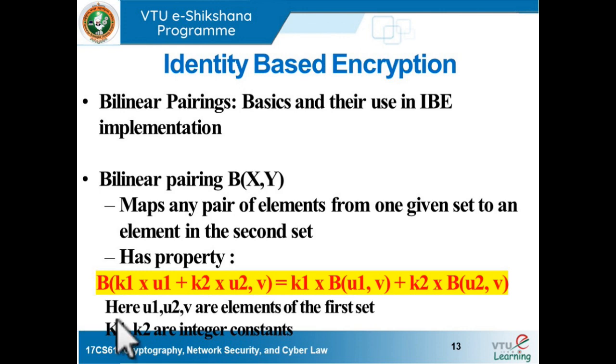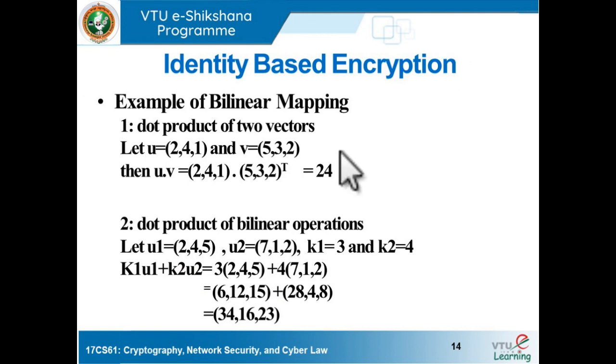Here u1, u2 and v are elements of the first set, whereas k1 and k2 are integers. We will see how this works. First we will try to prove the left side and then the right side, or either way. Now let's take an example of bilinear pairing. For that, first let's see what we mean by the dot product of two vectors.